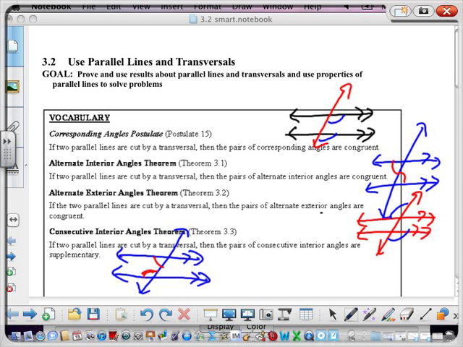Now, mathematicians, just like math teachers, are lazy people. We don't like to write a lot of things out. So all of these things, and we have horrible spelling, notoriously. So, me in particular. So I am going to abbreviate all of these. Instead of corresponding angle postulate, I'm going to put CAP. I'm going to put AIA for alternate interior angles. I'm going to put AEA for alternate exterior angles. And I'm going to put CIA for consecutive interior angles.